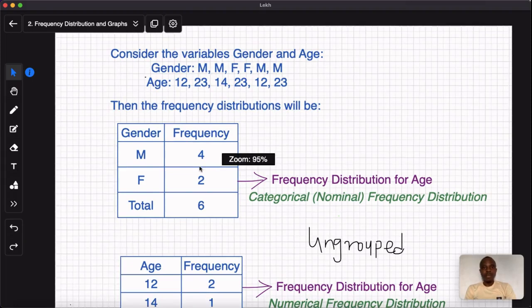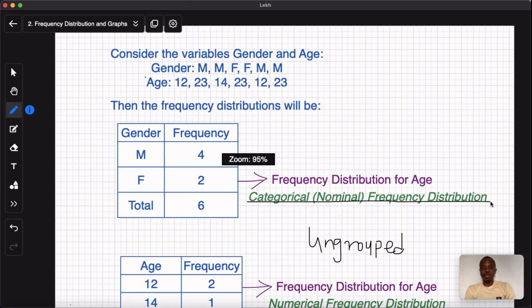So male appears 4 times, so the frequency is 4. Then we have female appearing 2 times, and that's 2 times. Now, this will become a frequency distribution. And the kind of frequency distribution that it is, is what we call the categorical frequency distribution. So the nominal scale is showing here because actually there's no order. You can't say male is greater than female, or female is greater than male.